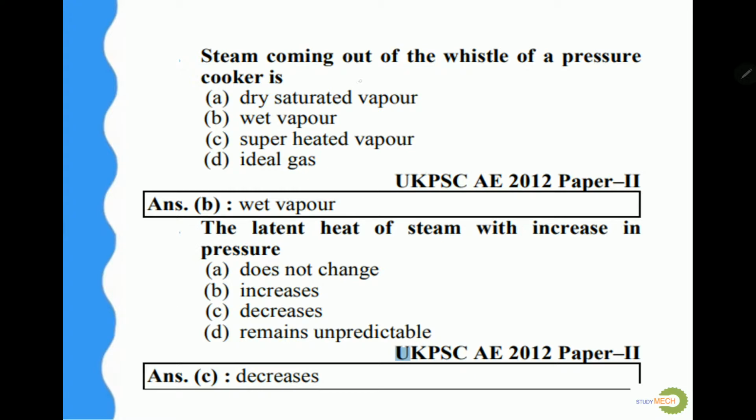Steam coming out of the whistle of a pressure cooker is a wet vapor. Option B is the right answer. The latent heat of steam with increase in pressure will be option C. So if pressure increases, the latent heat of steam will decrease. For latent heat, we should remember one thing: phase change, but temperature does not change. In our case, the right answer is option C.